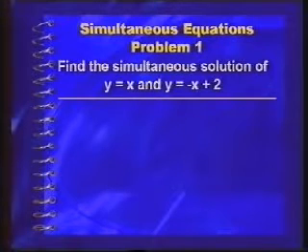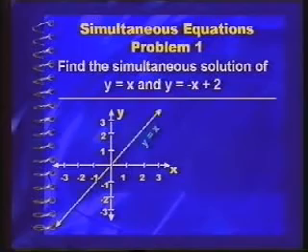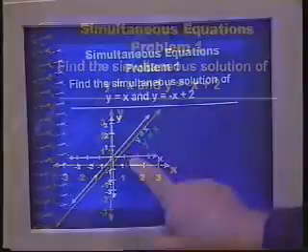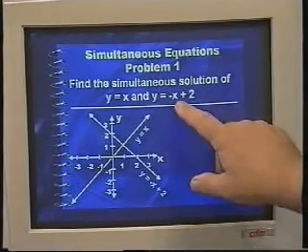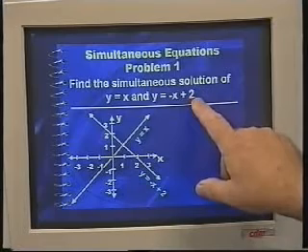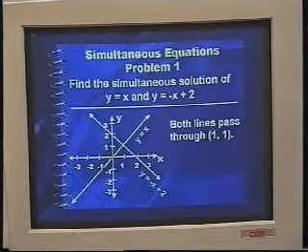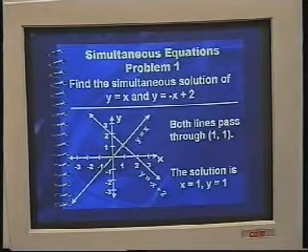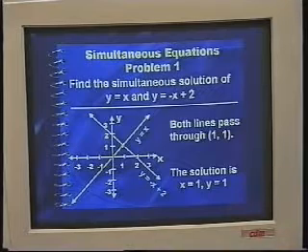Here we have to find the simultaneous solution of y equals x and y equals negative x plus 2. On a set of axes, y equals x is easily drawn, of course, because that passes through the origin and the points (1, 1) and (2, 2). The other line has a negative gradient, negative 1. It passes through the point where y equals 2, and you can clearly see where they intersect. They both pass through (1, 1), and that's the simultaneous solution. So, in other words, x equals 1, y equals 1.